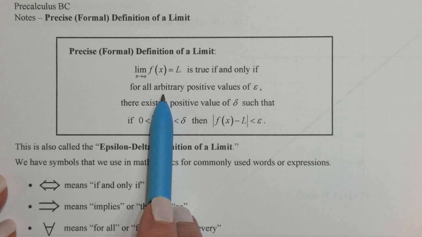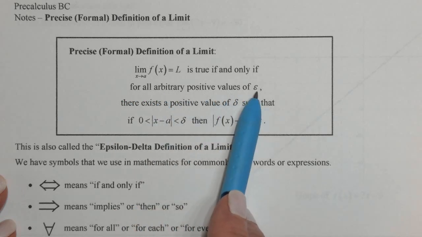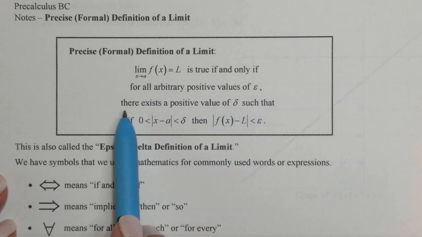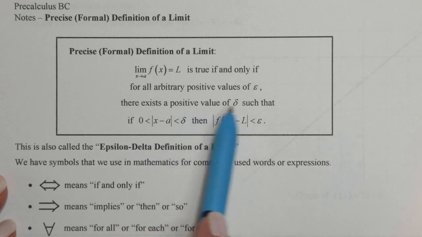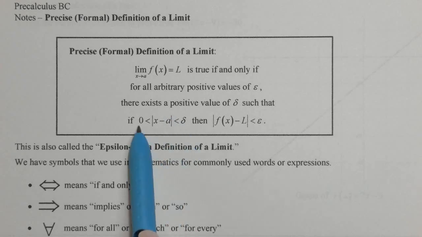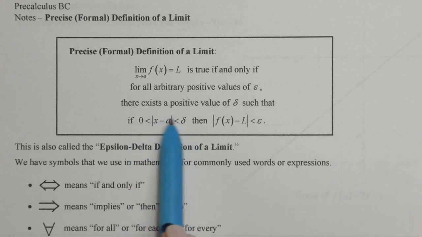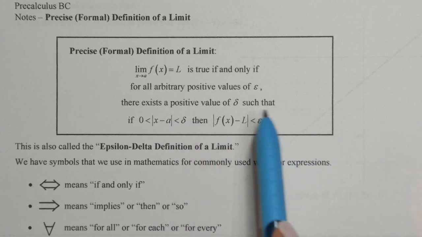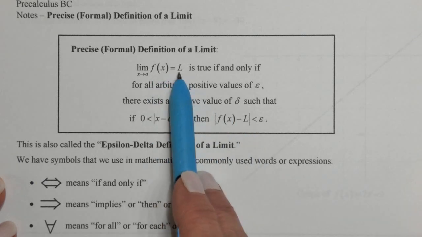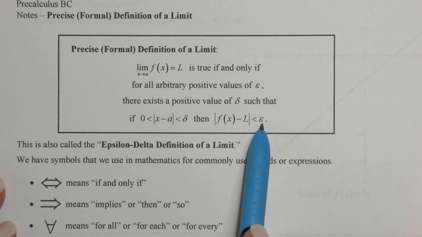For all arbitrary positive values of epsilon, this is the Greek letter epsilon, there exists a positive value of delta, such that if the absolute value of x minus a is between 0 and delta, so it has to be positive and less than delta, then the absolute value of f of x minus L, that difference, is less than epsilon.